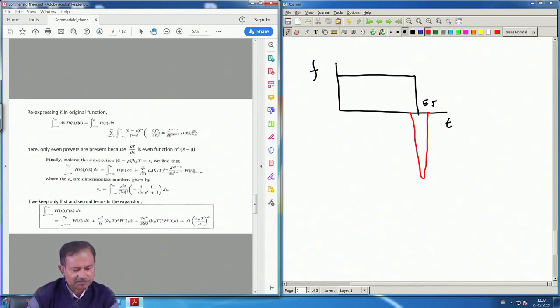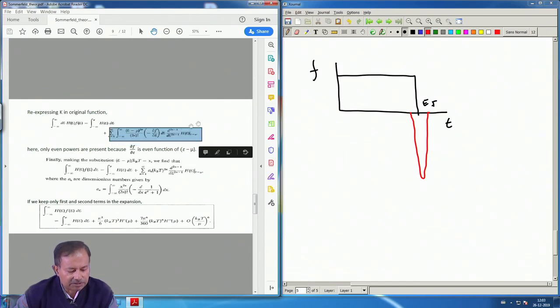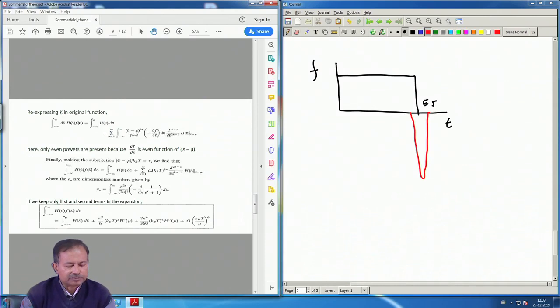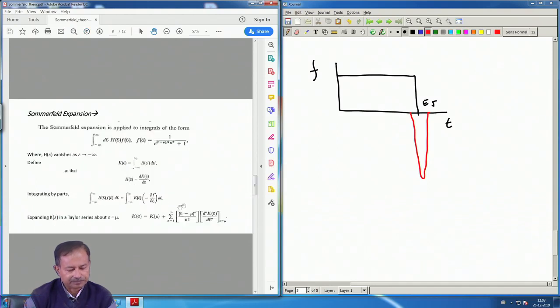Okay. The other terms are important now. Now, you see that in these other terms, what has been retained is only the even powers of epsilon minus mu, to the power 2n. So, 2n, because the odd powers all vanish, because, as I said, the derivative of the Fermi function is an even function.